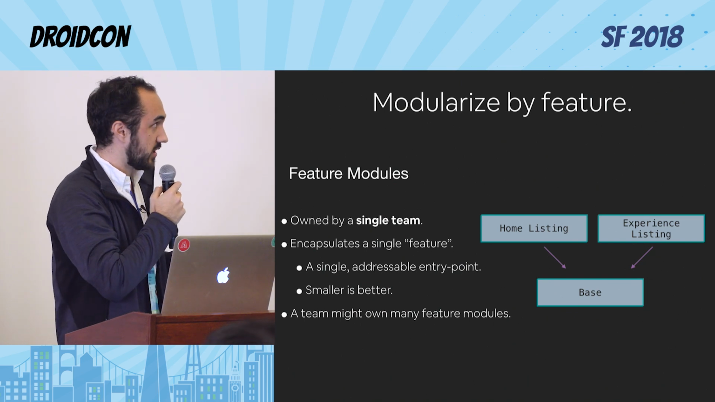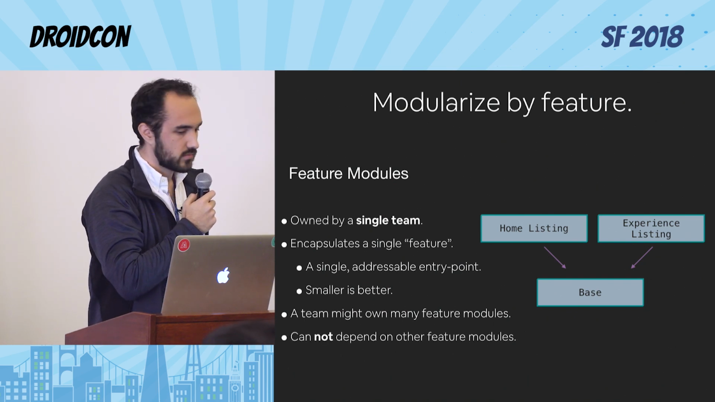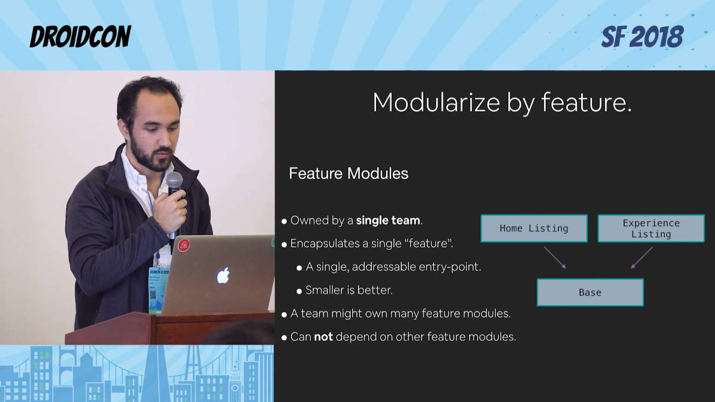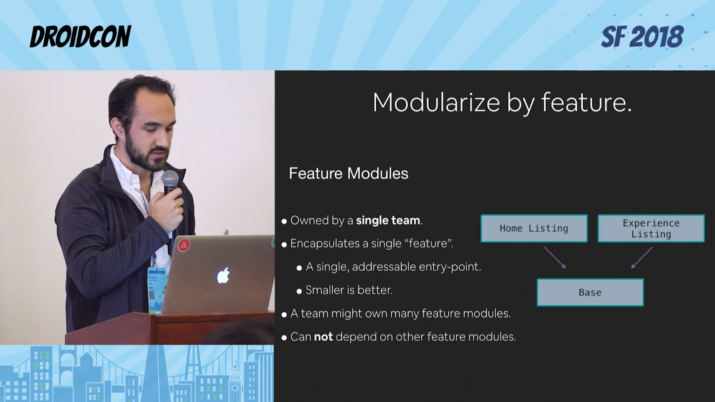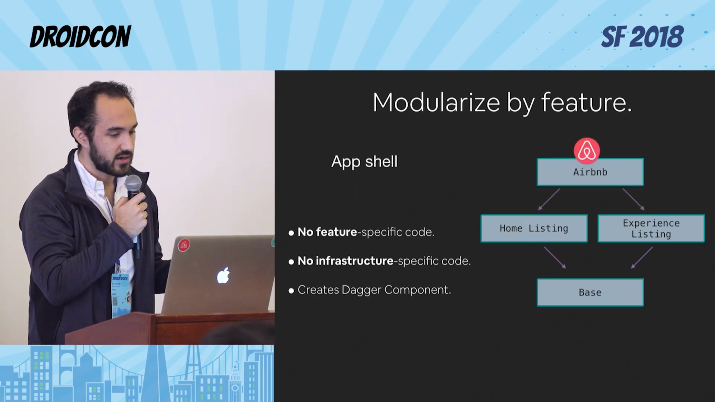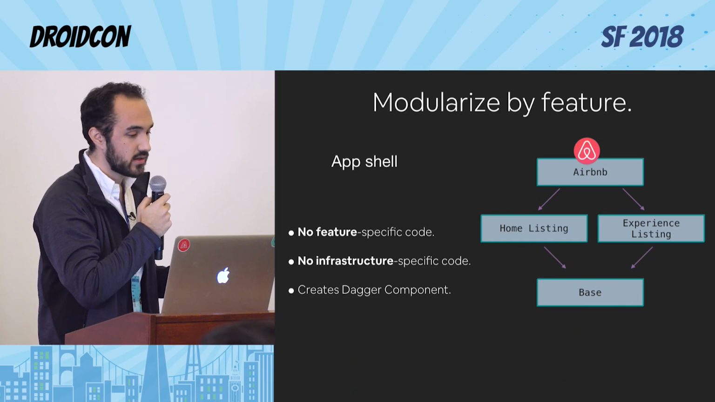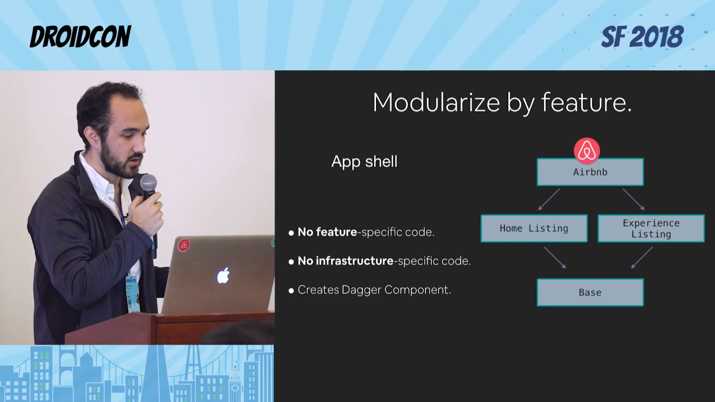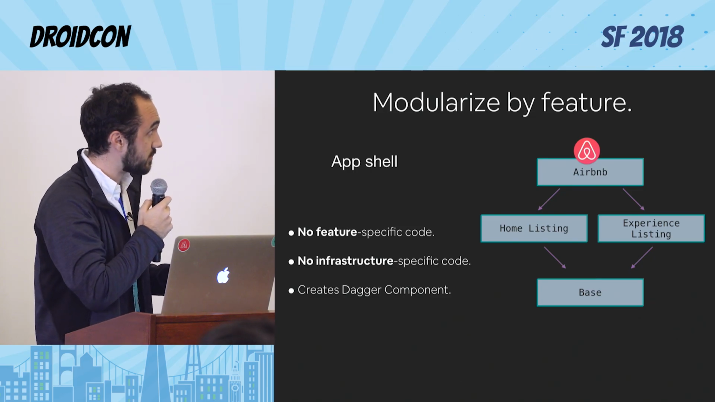And what this implies is that a team may own many feature modules. And one tricky thing and one very important rule is feature modules cannot depend on other feature modules. And we'll see more on this later. And the last layer is some sort of application shell. This really should not do anything that interesting. So no feature code, no infrastructure code. The one thing it does do is create our Dagger component. And it's a pretty important job.